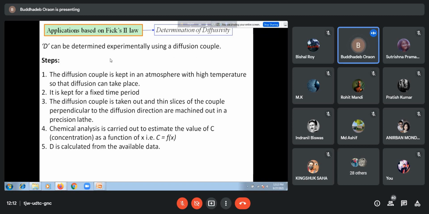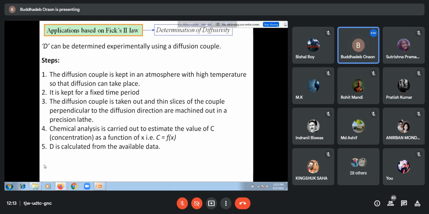So diffusion couple, what are the steps to be followed? Number one, the diffusion couple is kept in an atmosphere with high temperature so that diffusion can take place. Number two, it is kept for a fixed time period. Number three, the diffusion couple is taken out and thin slices of the couple perpendicular to the diffusion direction are taken out in a precision lathe.